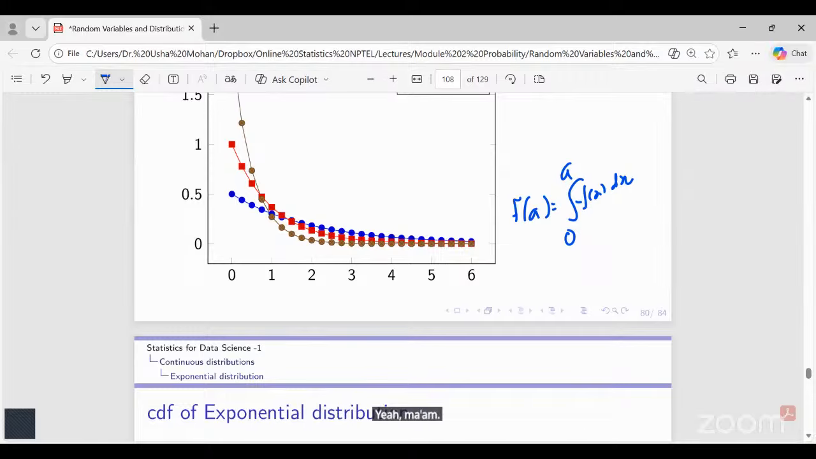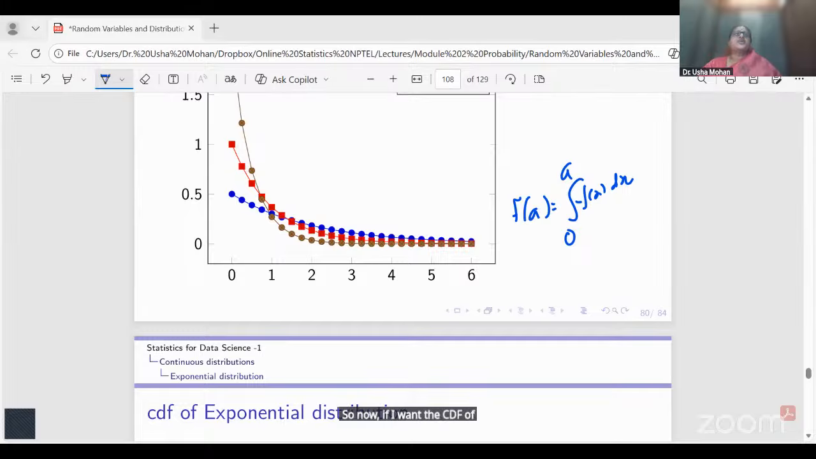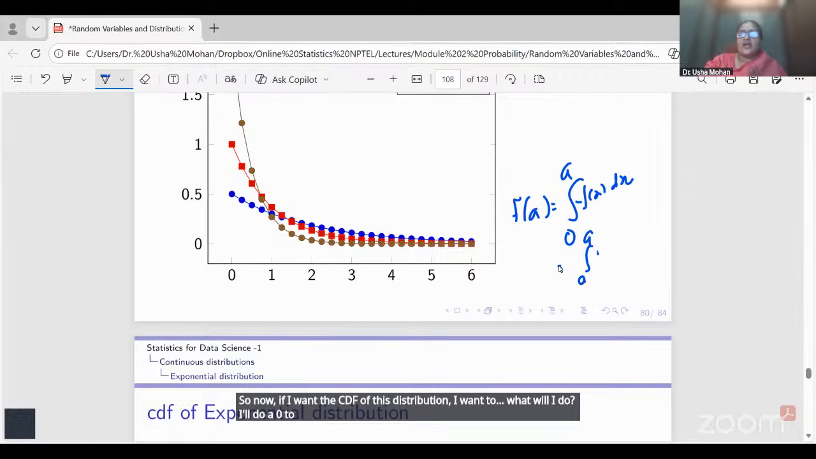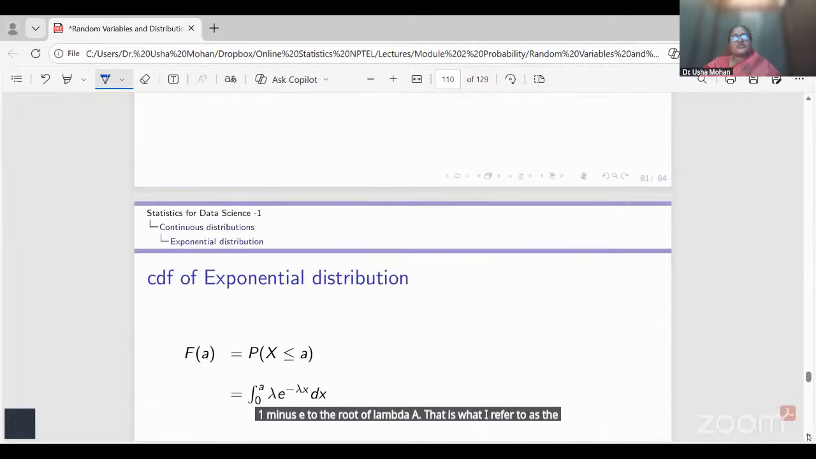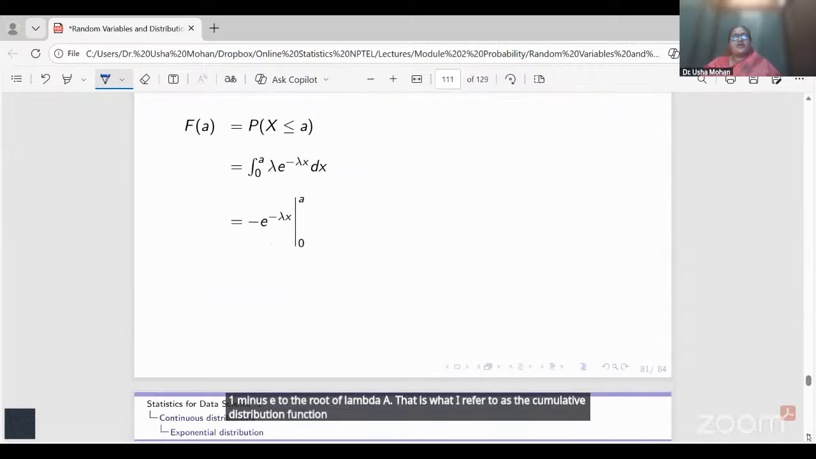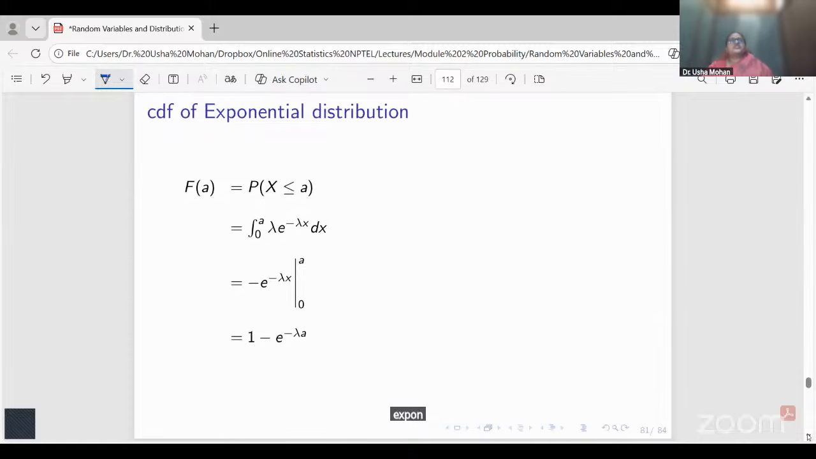Yes, ma'am. So now if I want the CDF of this distribution, what will I do? I'll integrate from 0 to a, lambda e to the power of minus lambda x dx. Again, I use integration by parts and I know that F of a is 1 minus e to the power of minus lambda a. That is what I refer to as the cumulative distribution function of an exponential distribution. Is this clear?